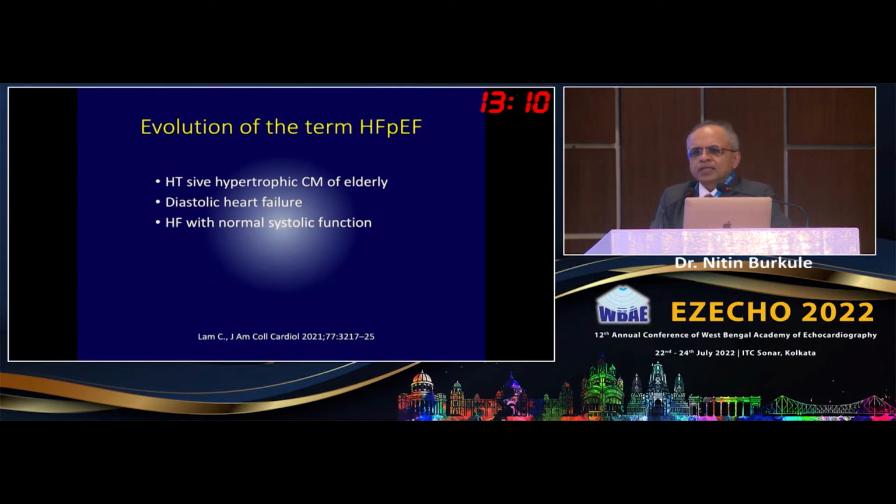Then came heart failure with normal systolic function. But people realized that the EF was normal, but their GLS was dropping, so you can't say it is normal systolic function. Then came the concept of heart failure with normal ejection fraction. But then what is normal? We really don't know, because it changes with gender and ethnicity also. So they finally settled down to preserved EF.